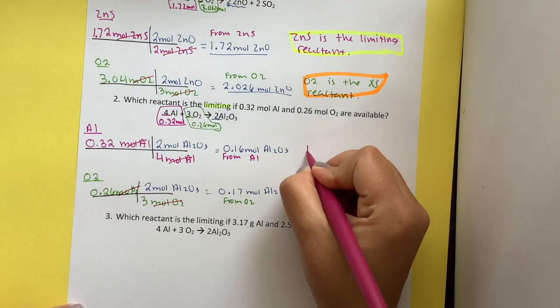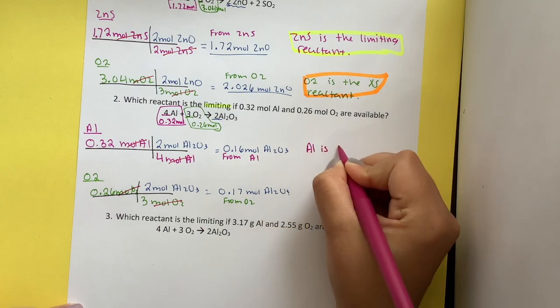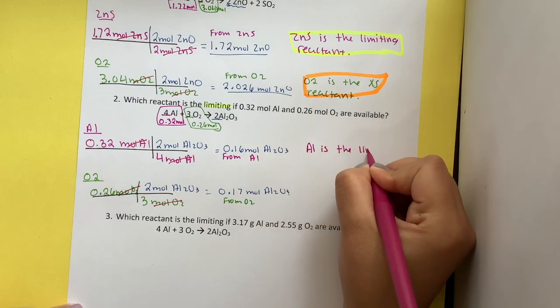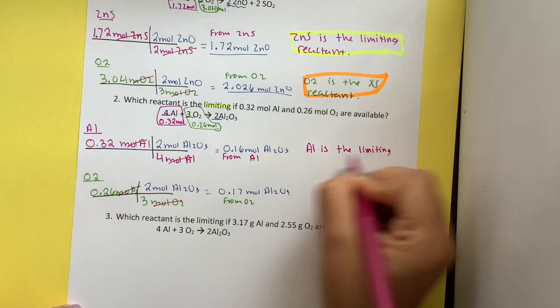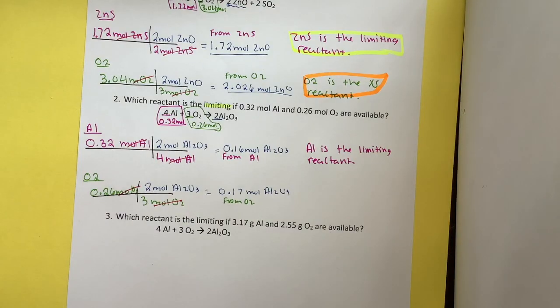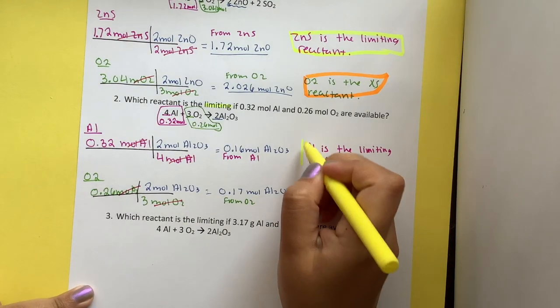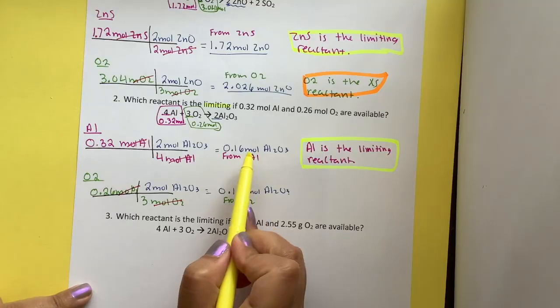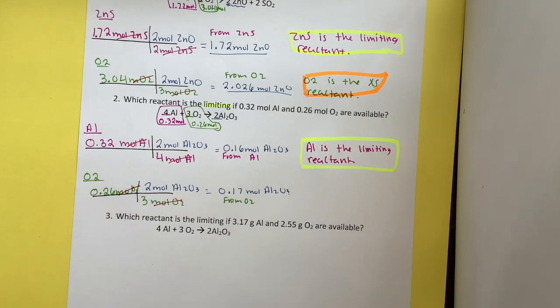So therefore, aluminum is the limiting reactant. And that is my final answer. That's it. So aluminum is the limiting reactant because it's the reactant that produces the least amount of product.